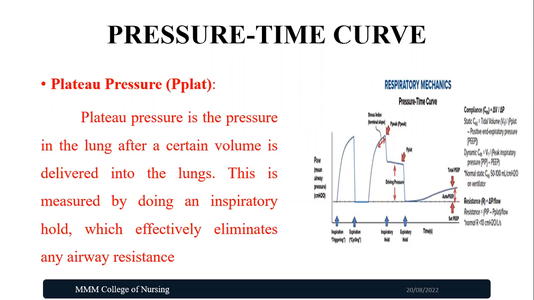The next type of pressure is the plateau pressure. It is the pressure in the lung after a certain volume of air is delivered into the lungs. This is measured by doing an inspiratory hold, which effectively eliminates any airway resistance. And this is a gross reflection of the lung compliance or stiffness. The main determinant of plateau pressure is compliance. This may be easier if you think they are inversely proportional. If lungs are very compliant or stretchy, then the resultant plateau pressure will be lower. The opposite is true of stiff lungs or low compliance.